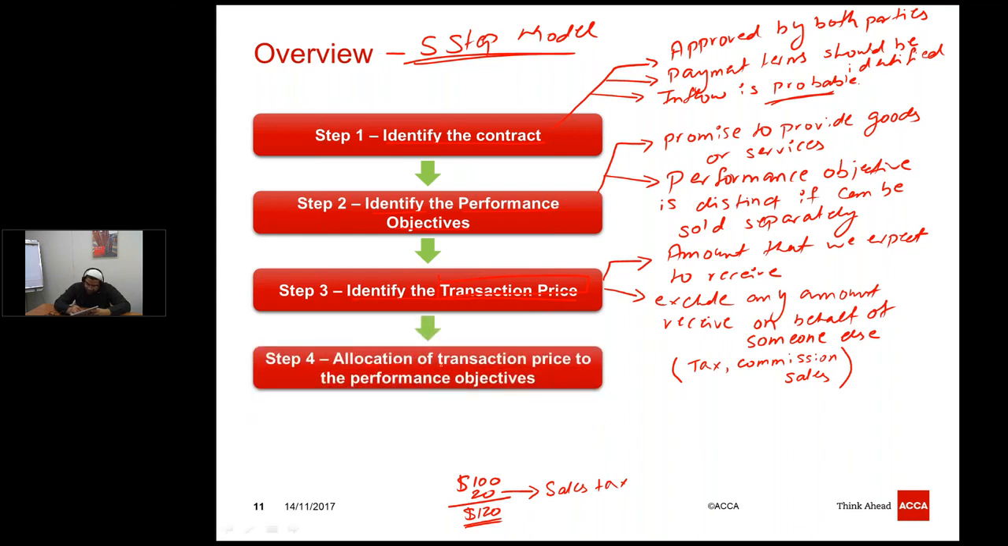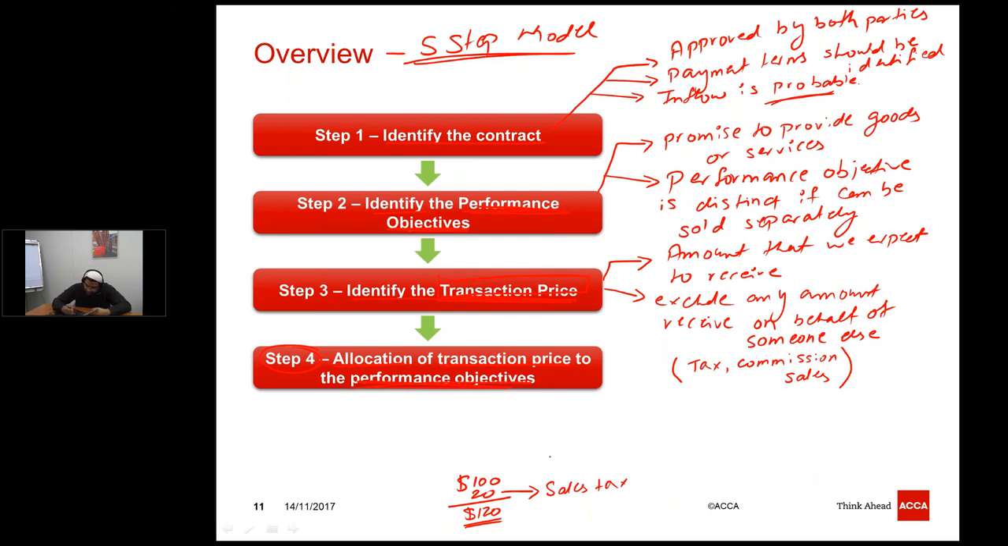Now the fourth step is allocation of the transaction price to the performance objectives. Hamza, if these cannot be sold separately, then this is one objective. Okay, so step number 4 is to allocate the transaction price, the price that we have calculated over here, to the performance objectives that we have identified over here.